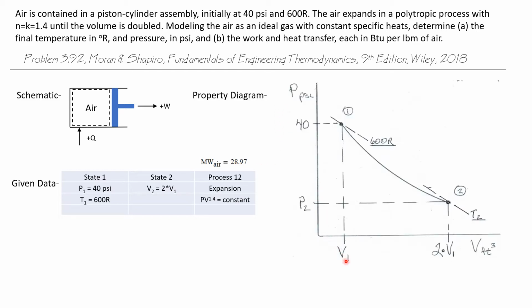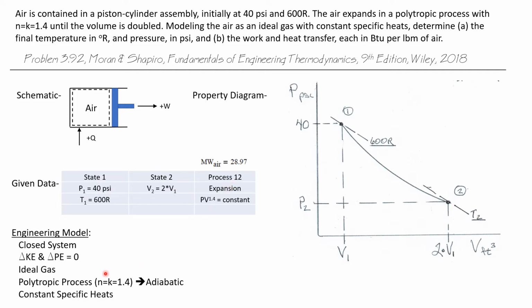Here's a PV diagram of this process. We're going to start at state 1 at 40 psi and some volume V1, we don't know what it is, and a temperature of 600 degrees R. And we're going to go through a polytropic expansion, which always shows up as a concave line, to state 2, where the volume is twice the original volume. The pressure is unknown and the temperature is unknown.